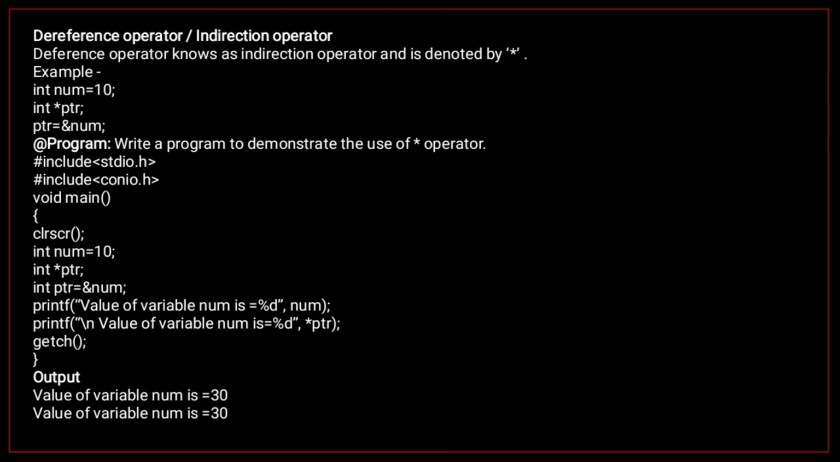तो num का वैल्यू क्या था, 10 था, तो उसका जो एड्रेस है वो एड्रेस ptr को असाइन हो गया है. तो हमको रिजल्ट क्या मिलेगा, value of variable num is 10. तो this is the output of this program. तो इस तरह से हम इस स्टार ऑपरेटर का यूज़ करेंगे.